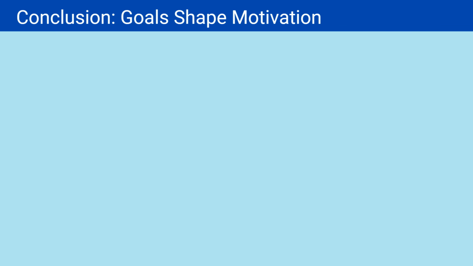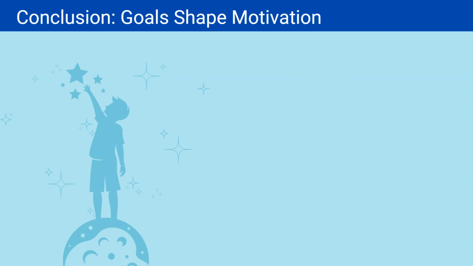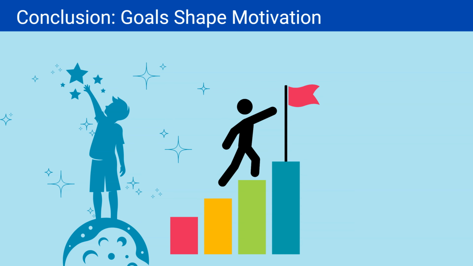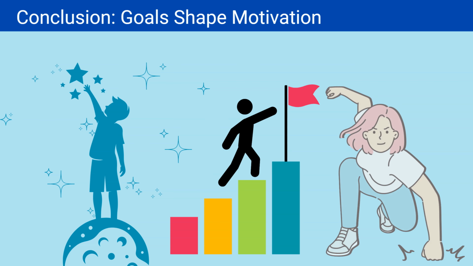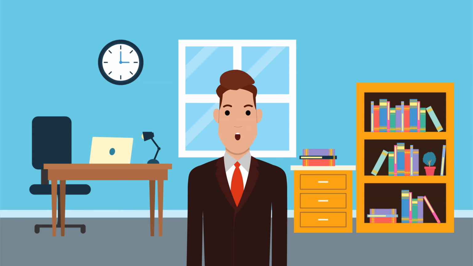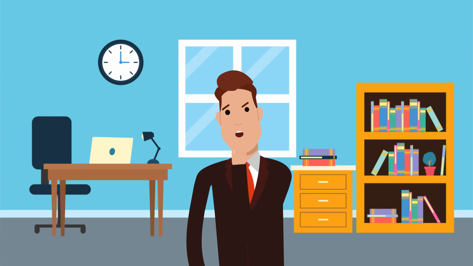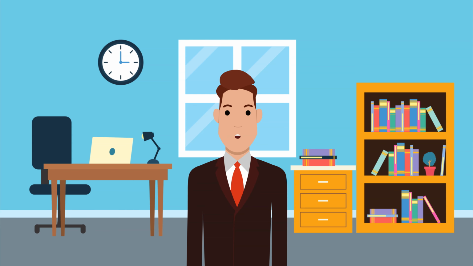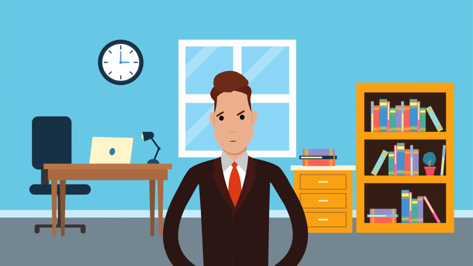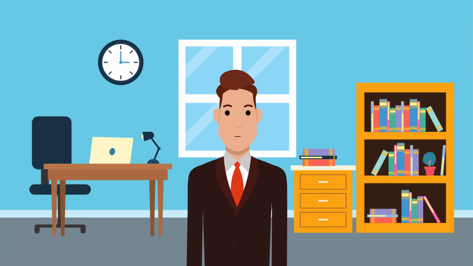Conclusion: goals shape motivation. Locke's goal-setting theory reminds us that motivation doesn't happen by chance. It happens by design. When people have a meaningful, specific, and challenging goal to pursue, and they believe they can achieve it, they become energized, focused, and resilient. But it's not enough to just set the goal and walk away. Leaders need to nurture commitment, enable progress, and offer feedback along the journey. Because in the end, it's not just the destination that matters. It's the clarity, challenge, and purpose that move people forward.